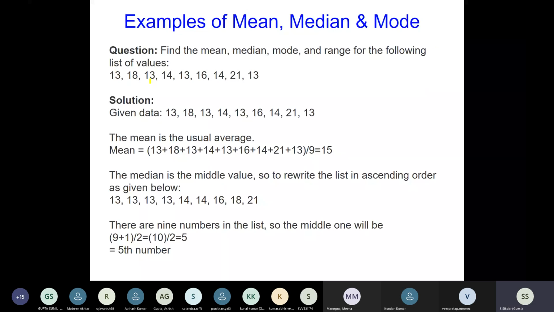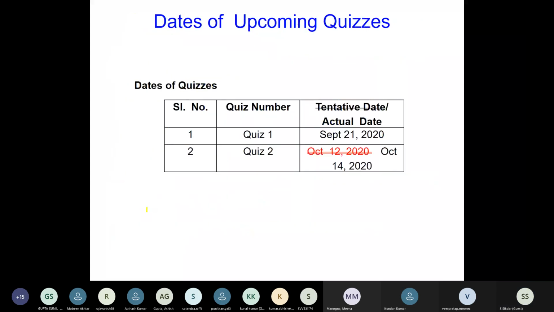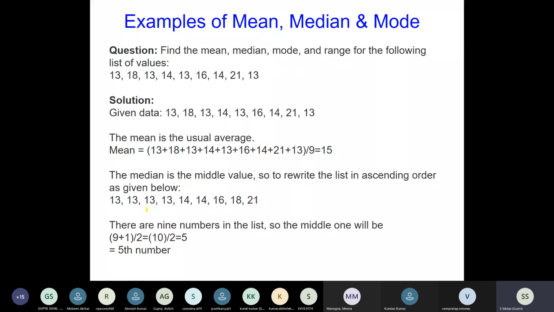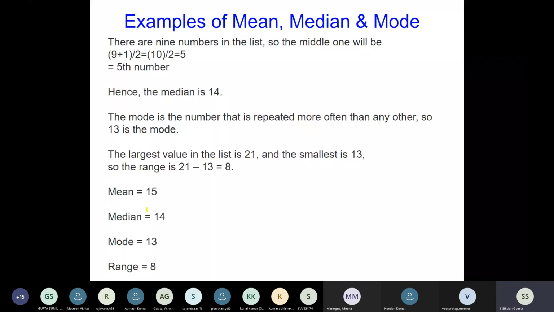So rewrite the list in ascending order as given below: 13, 13. There are 9 numbers in the list, so the middle one will be 9 plus 1 by 2, that is 10 by 2, that is 5. The fifth number would be the median. There are 9 numbers, so the middle one is the fifth number, and the median is 14.